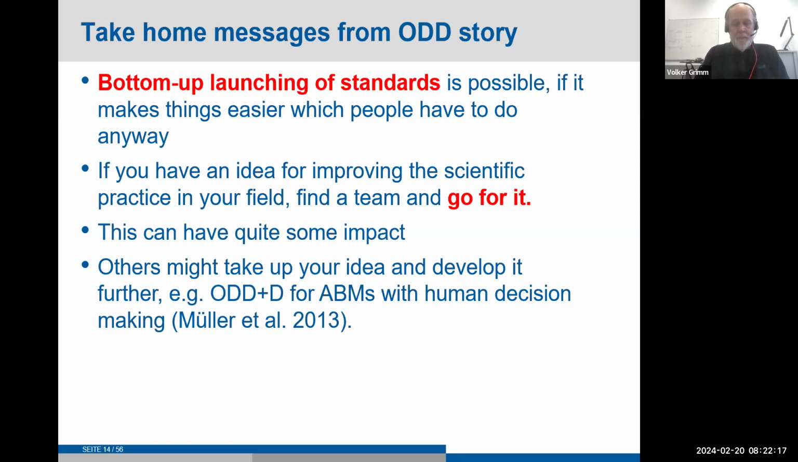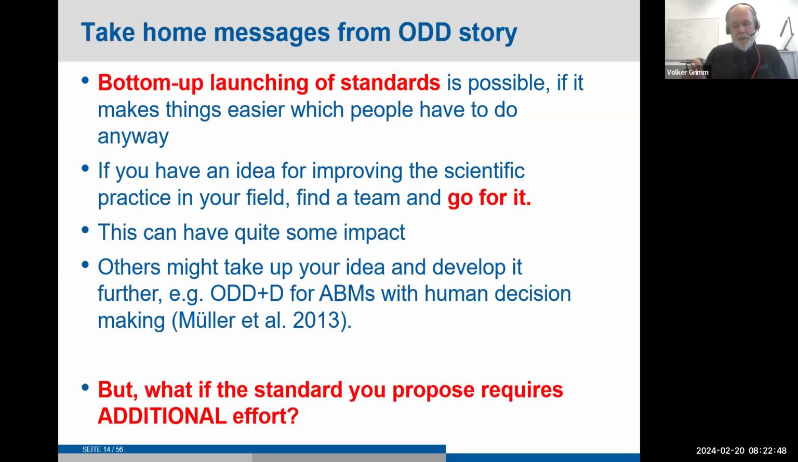For example, my colleague Birgit Müller and colleagues, they developed this ODD plus D, where this third D is for decision making, because they felt that if we want to describe ABMs, which include human decision making, it would be worthwhile to have some additional categories to characterize the way and how human decision making is represented. And there are a couple of other extensions of ODD, but this one is the most frequently used one, several hundred times. But what if it requires additional effort?